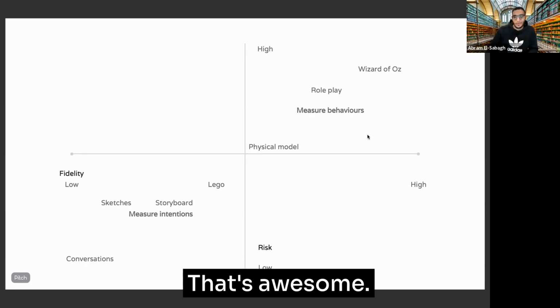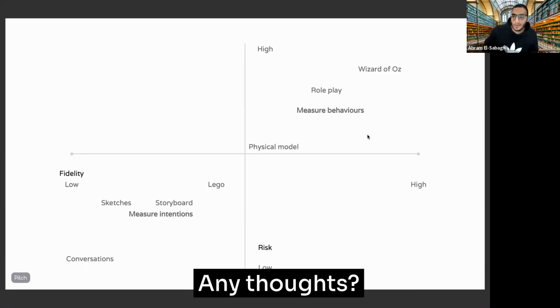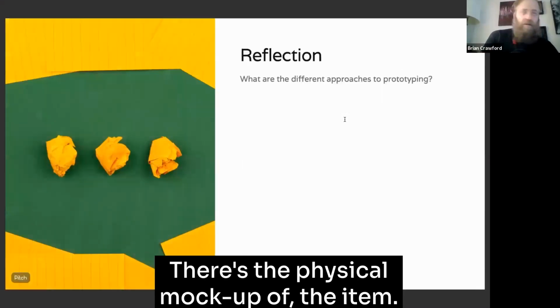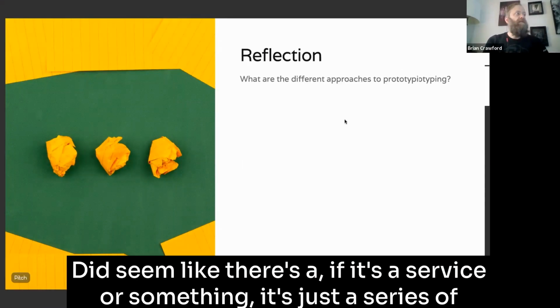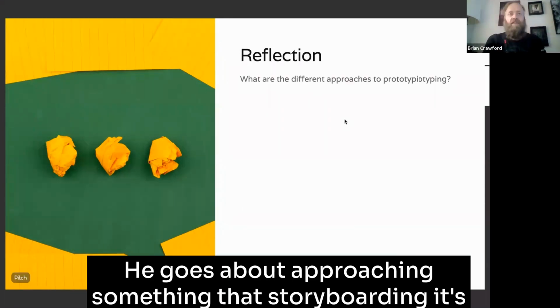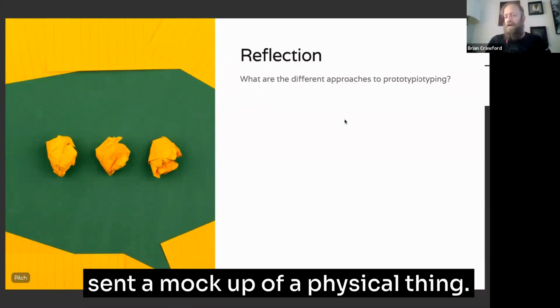Yeah, that's cool. That's awesome. What about you, Brian? Any thoughts? Yeah, I thought of the same thing, just the physical mock-up of the item. It seemed like if it's a service, it's a series of interactions that occur, and you're trying to find out the order of those things. One goes about approaching something with storyboarding, which is not a mock-up of a physical thing.